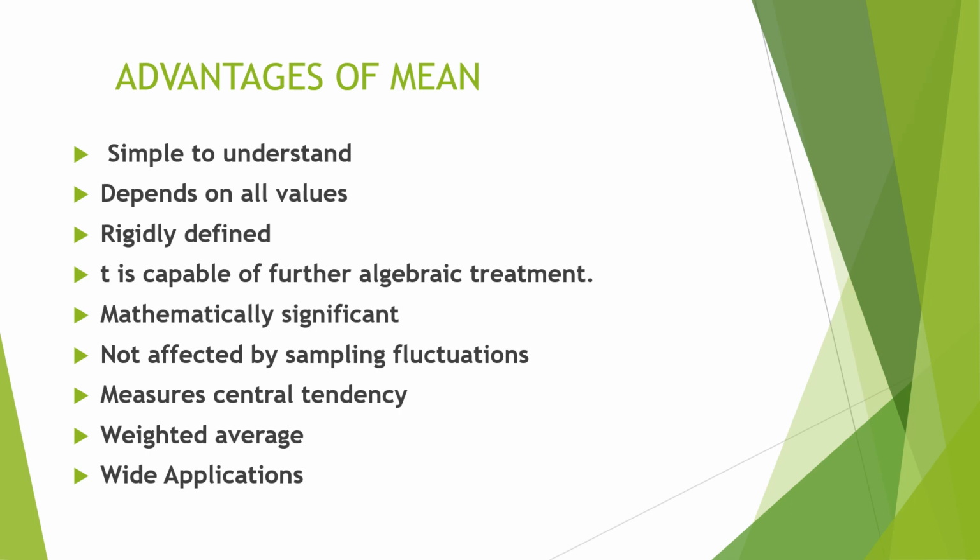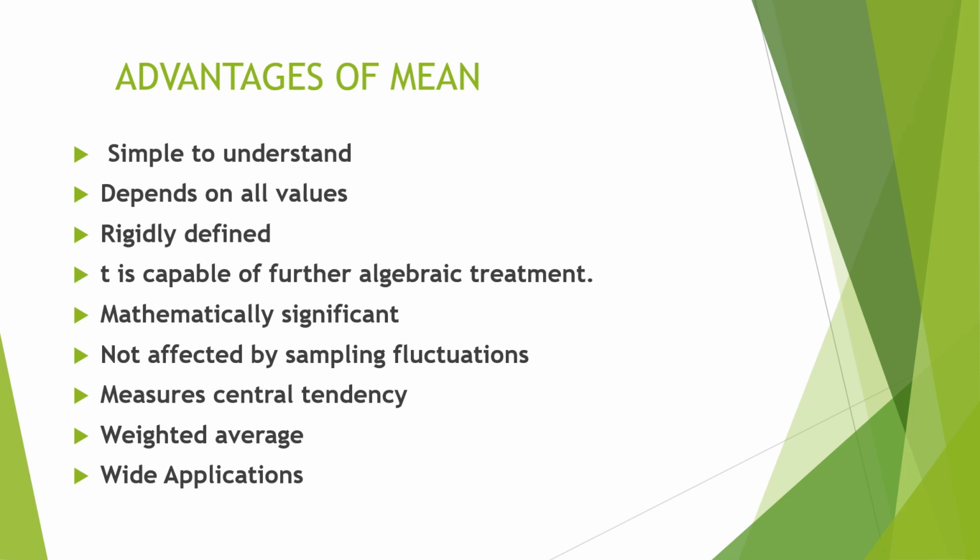Next is mathematically significant. The average has many significant mathematical properties. It occurs in important theorems in statistics, such as the central limit theorem, which is widely used in the field of inferential statistics.